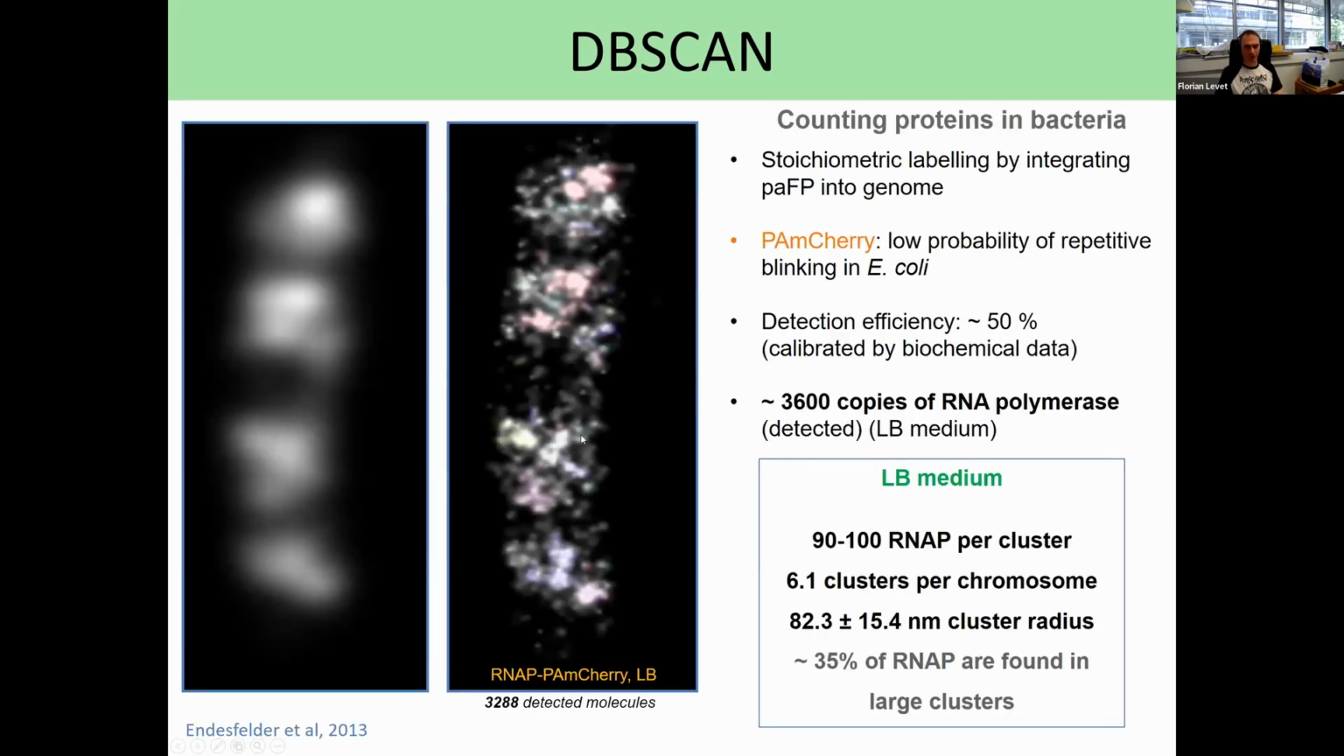So it was used in a lot of papers, for instance, in this case, where you can see that they really managed to do some nice segmentation of, I think, protein in bacteria. And really, they had the distribution, so they could do a quantification of the number of protein per cluster, the number of clusters per chromosome, and the distribution and size of the clusters.